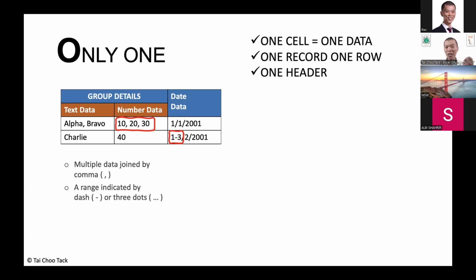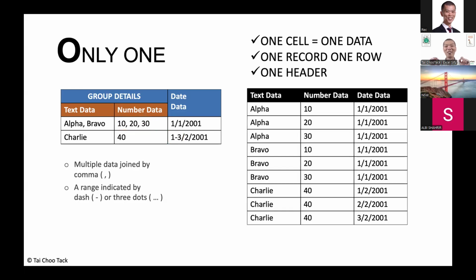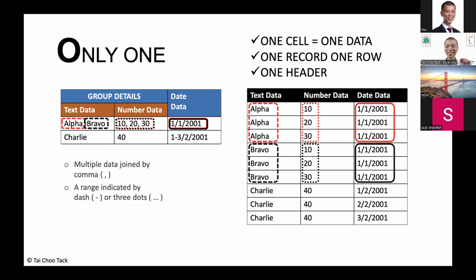So what we need to do is make sure everything is spread out like this one. One cell, one data, like this one by one. It goes for the number, same for the date. And the next one is Bravo, the number and the date.